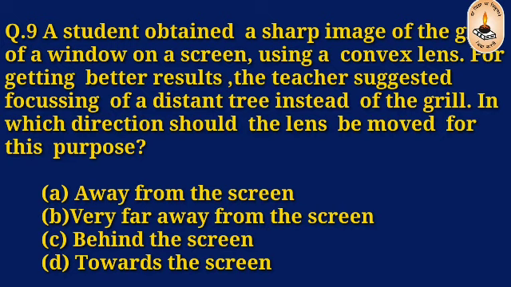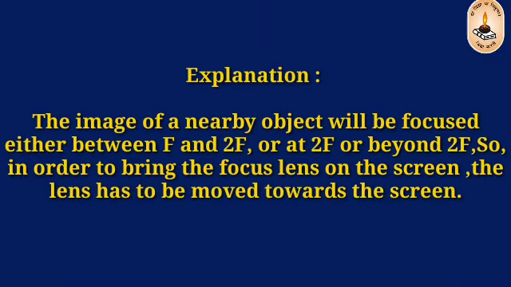Question number 9. A student obtained a sharp image of a window on a screen using a convex lens. For getting a better result, the teacher suggested focusing on the distant tree instead of the grill. In which direction should the lens be moved for this purpose? Away from the screen, very far away from the screen, behind the screen, towards the screen. The right answer is D, towards the screen. Explanation: the image of a nearby object will be focused either between F and 2F or beyond 2F. So, in order to bring the focus onto the screen, the lens has to move towards the screen.